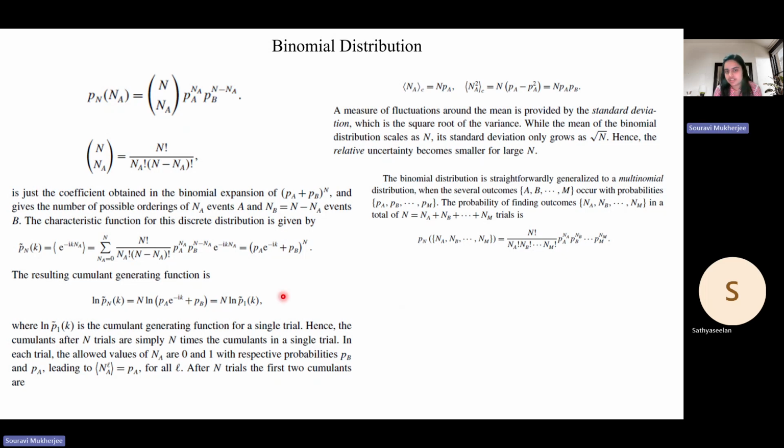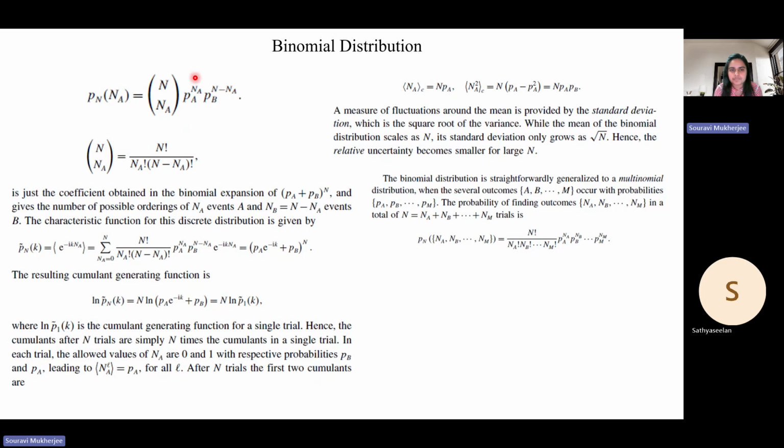Why is it binomial? Because we are talking about two events here, each with some probability PA and PB, and this is how it's defined. If you say the occurrence of NA number of A events is given by this, this is the probability of that occurrence. And here the first term is nothing but the coefficient obtained from the binomial expansion of PA plus PB to the power n. And that's why it's called a binomial distribution, right?